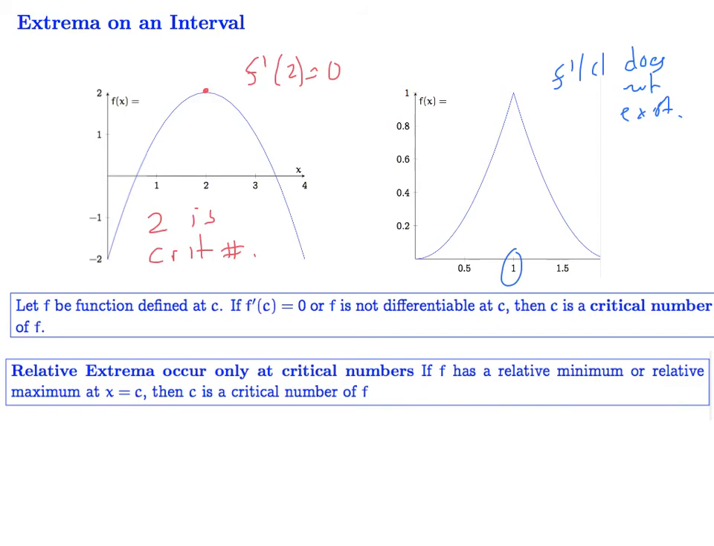Now the reason we care about these critical numbers is because these are the only places where relative extrema can occur. That is, a relative min or relative max must be at a critical number. So the way to think about this idea is that if we're going along this curve here and following along, I can't have a relative max or min here at 1, because since my slope's positive, that means I'm still going up here.